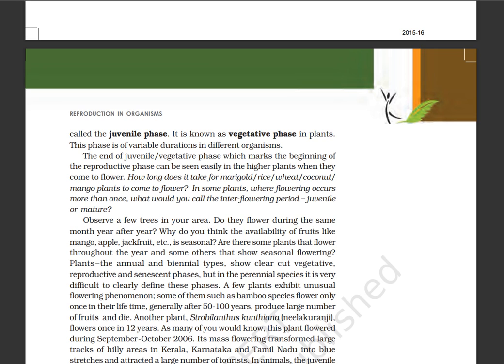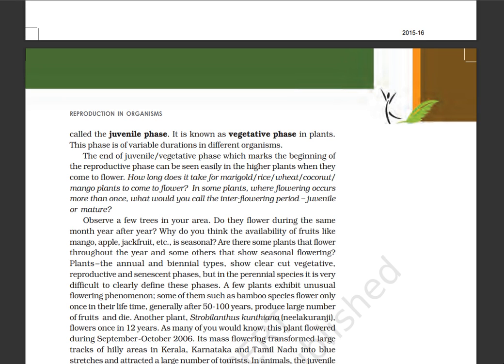Plants, the annual and biennial types, show clear-cut vegetative, reproductive, and senescent phases, but in the perennial species it is very difficult to clearly define these phases. A few plants exhibit unusual flowering phenomenon. Some of them, such as bamboo species, flower only once in their lifetime, generally after 50 to 100 years, produce a large number of fruits and die.